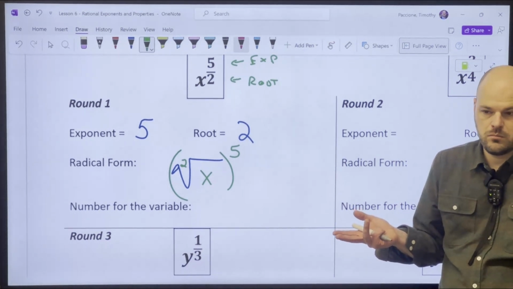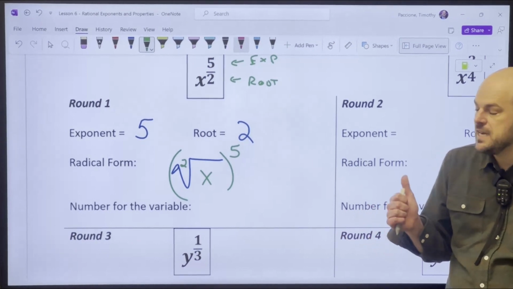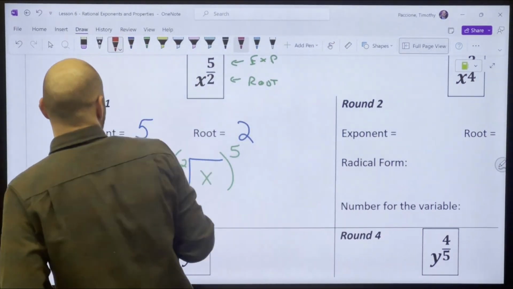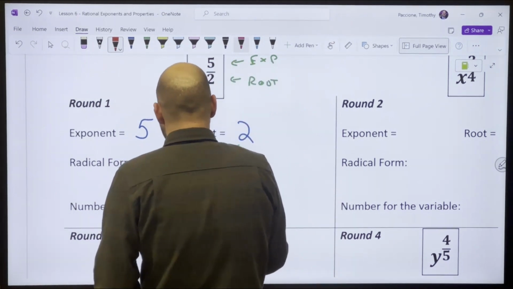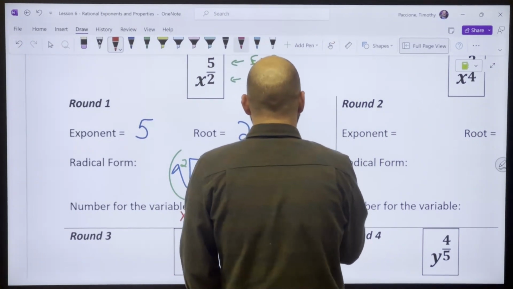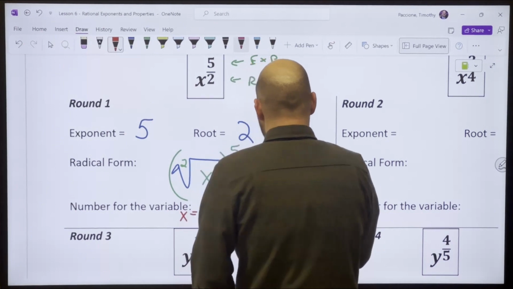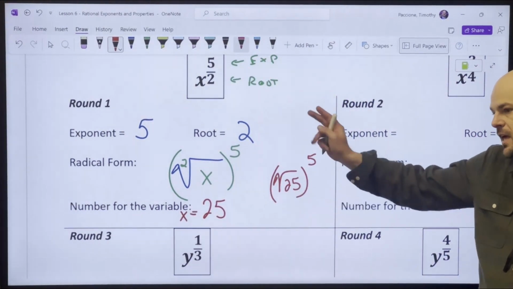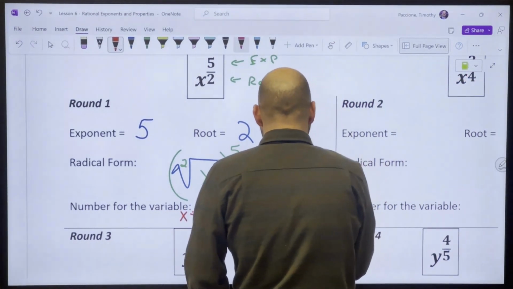What do you think? A number that is square rootable. 25. 4 would have worked as well. All right, let's do 25. So basically we're saying x equals 25, right? Now if you plug that in, square root of 25 to the 5th, and this was like on your homework, now you have to evaluate the inside, then the outside. So square root of 25 is 5, so that's 5 to the 5th.